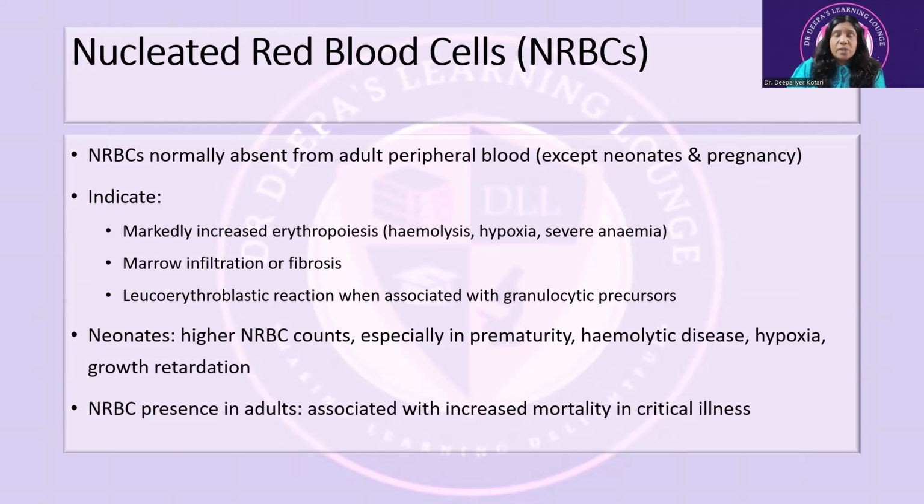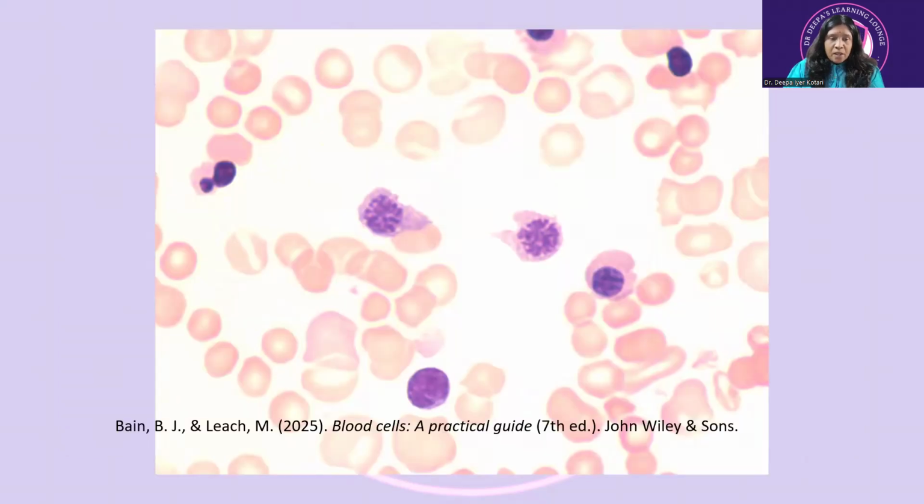But in post-chemo patients or in people where you have given any hormones to expedite the marrow function, in those, expecting NRBC is a good sign. But otherwise, it is something that you have to report and inform the clinician. So here, you are able to see multiple NRBCs.